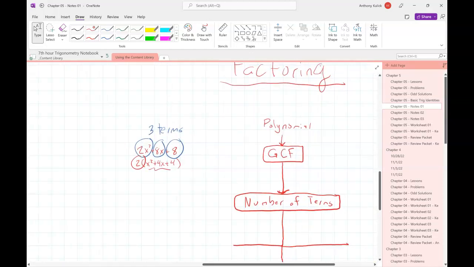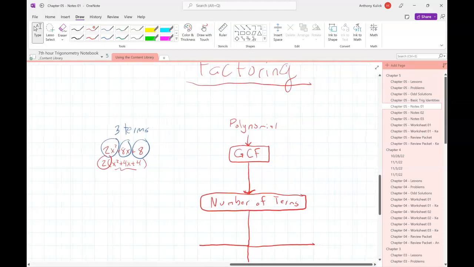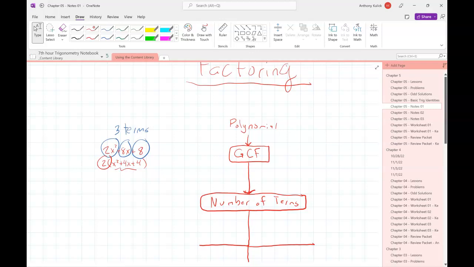We go back to this example of 2x squared plus 8x plus 8. What's the leading coefficient? 2. After I factor the greatest common factor of 2 out, what's the leading coefficient then? 1. Okay.